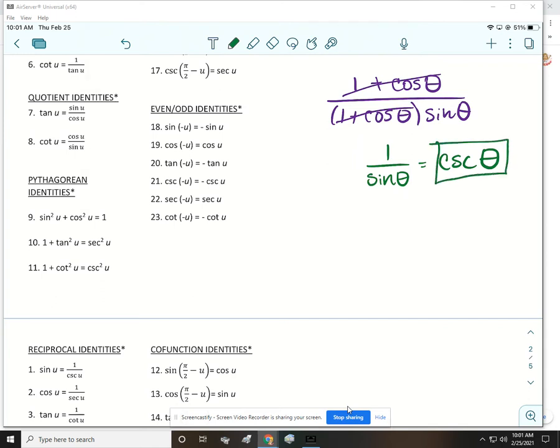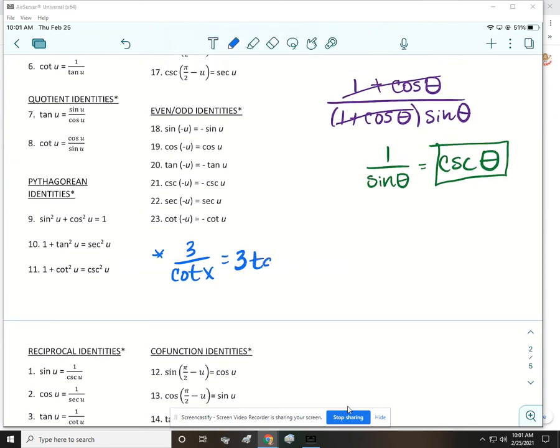All right, now we can use that reciprocal identity even when the numerator is not 1. So for example, if we have 3 over cotangent of x, even though there's not a 1 there, there's a 3 there, it's still going to work out. So instead of being just the reciprocal, it's going to be 3 tangent of x.